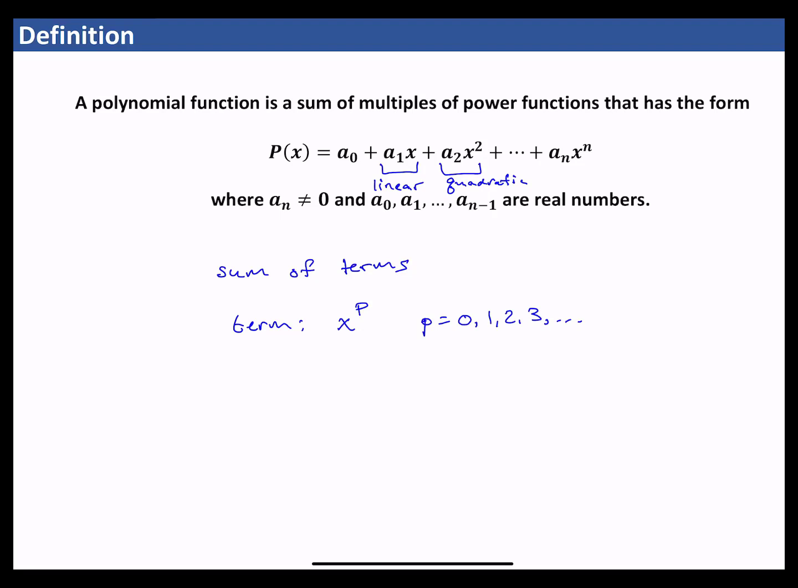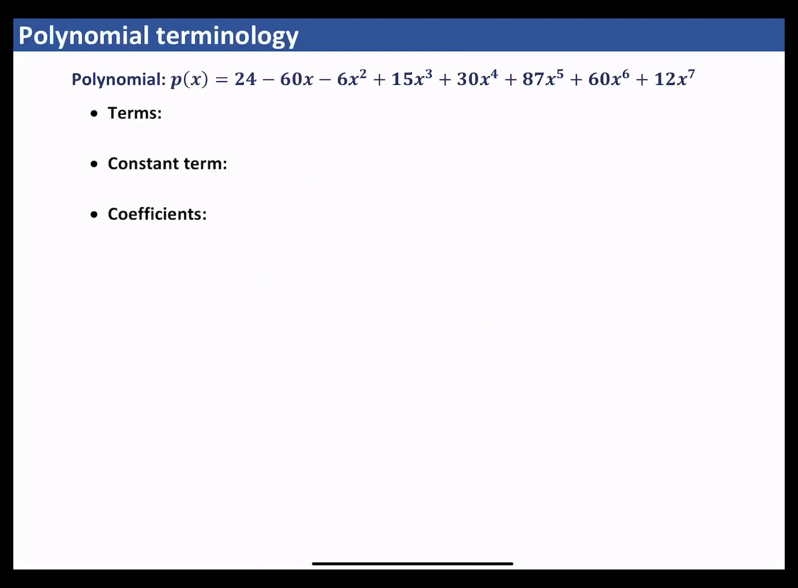We'll start by looking at a polynomial in expanded form. P of x equals 24 minus 60x minus 6x squared plus 15x to the third plus 30x to the fourth plus 87x to the fifth plus 60x to the sixth plus 12x to the seventh. When a polynomial is written in expanded form, the terms are the individual quantities being added together. Some of the terms in this polynomial are 24, negative 60x, negative 6x squared, 15x cubed, etc.